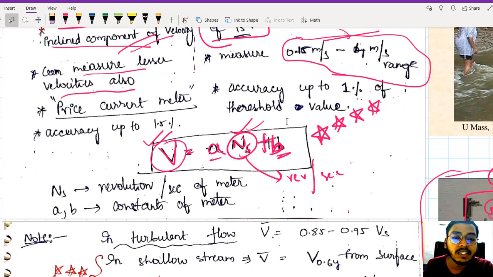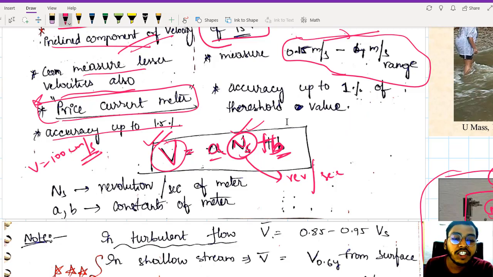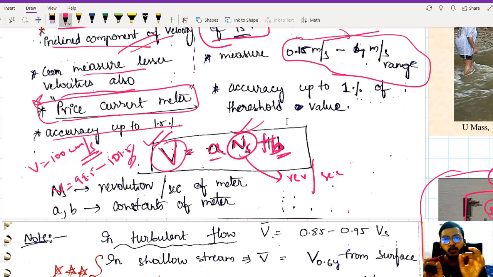And this bit I have already explained. Your vertical axis is also called the Price current meter, very important. And the accuracy is up to 1.5%. For example, let us say your velocity is 100 centimeters per second. So the velocity this will measure is around 98.5 to 101.5. Okay, up to 1.5% accuracy will be there, okay?